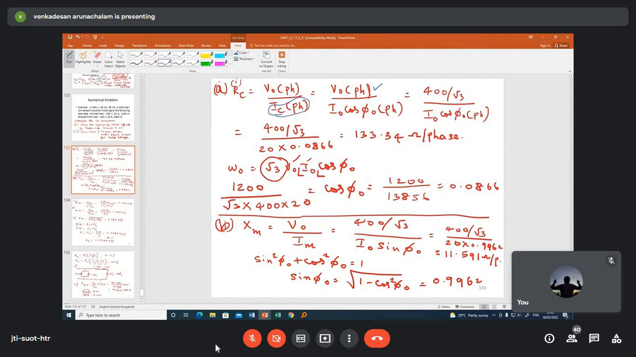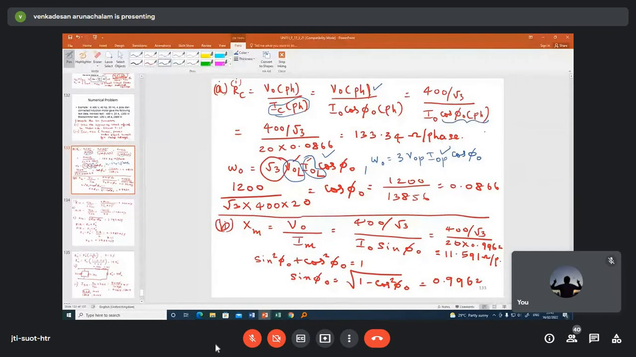W naught, the no load power, is equal to root 3 V naught I naught cos phi naught, and this V naught and I naught are line values, because root 3 is there. So root 3 V line I line cos phi naught. So cos phi naught is equal to W naught, that is 1200, divided by root 3 into 400 into 20. If you want to write this in terms of phase values, W naught is equal to 3 V naught phase I naught phase cos phi naught. Both formulas are the same. Either you can use this formula or this formula. So cos phi naught is coming around 0.0866.